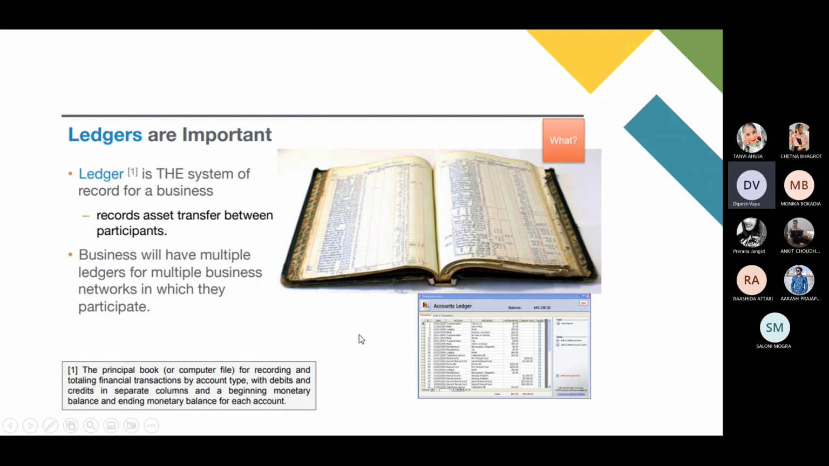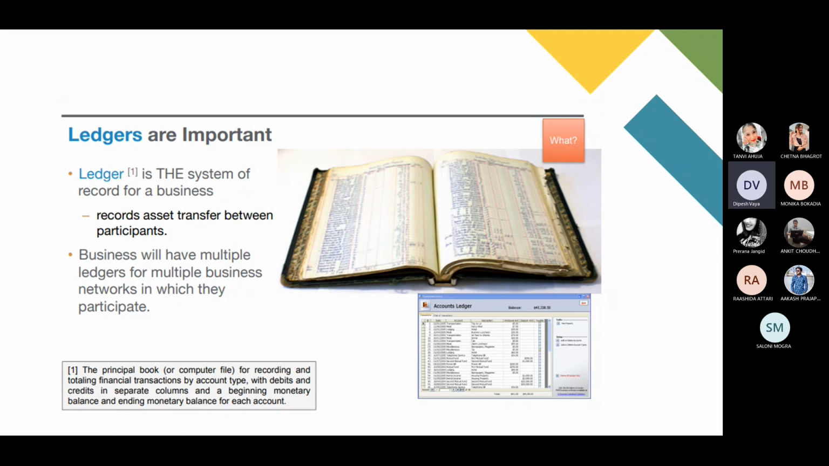Yes, thoda sa ledger ke bare mein baat kar lete hain. Although I'm not from accounts, I have a certain understanding of ledger, so let's see how you can help me understand. Ledger is the system of record for the business. It is where we maintain everything, and at the end when we want to check how the business goes on, how much we earned, how much profit we made, how much we lost as a loss, the ledger provides all the details.